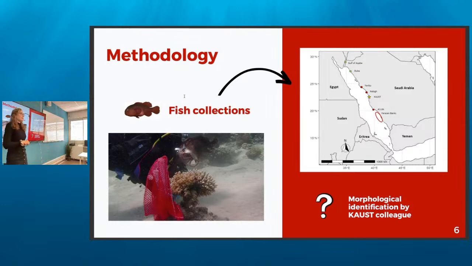Moving on to the methodology. Here you see a map of the different sampling locations. The red points indicate the places that I sampled. KAUST is marked here, which is in the center. Here we sampled mostly in inshore reefs.